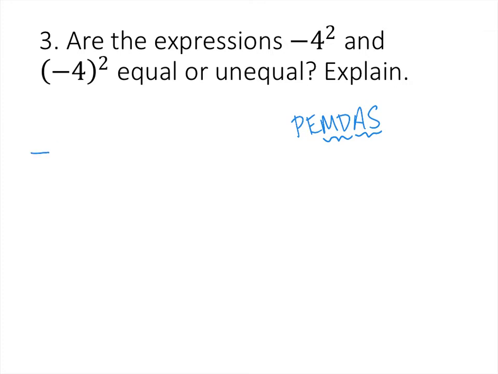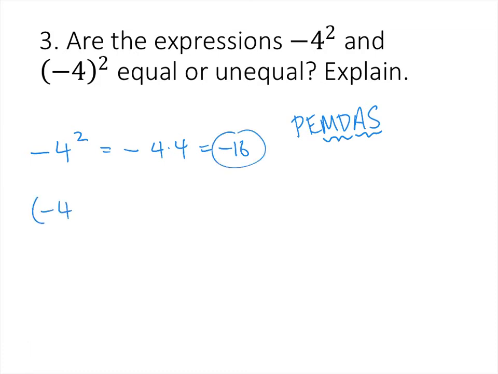So when we have negative 4 squared without parentheses, the exponent happens first. There are no parentheses, so the exponent is going to square that 4 before the subtraction, indicated by the minus sign, is going to happen. So this means 4 times 4, that's what it means to square, and then you put a minus sign out front. The exponent happens first. So that's going to be negative 16.